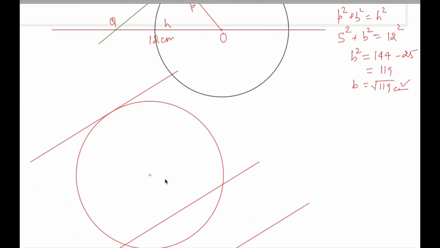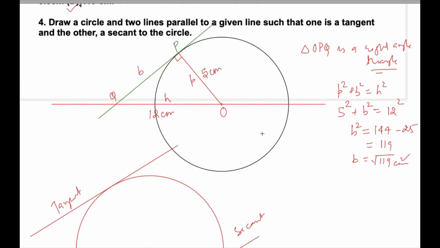And then we again draw one. This is what is tangent to the circle. This is secant to the circle. So this is tangent. This is secant. Okay. So that is what it is.